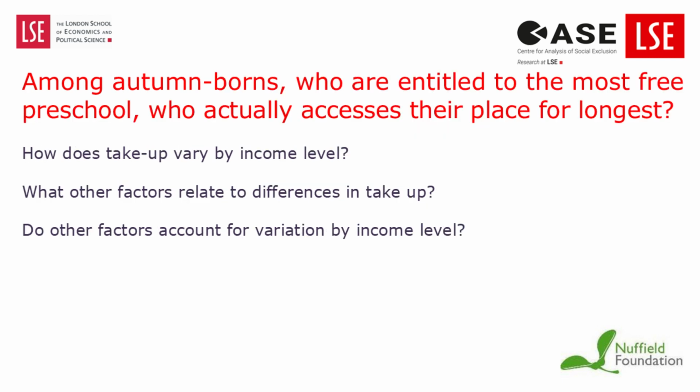In this project, we look at whether among the autumn-borns who are entitled to the most free preschool, in theory, who actually accesses their place for the longest. So all parents are entitled to 15 free hours a week at least, but who actually accesses a physical place. And we look at how take-up varies by income level, because we're particularly interested in low-income children because they under-attain throughout education. We look at whether other factors relate to differences in take-up among low-income children, and whether other factors account for that variation.